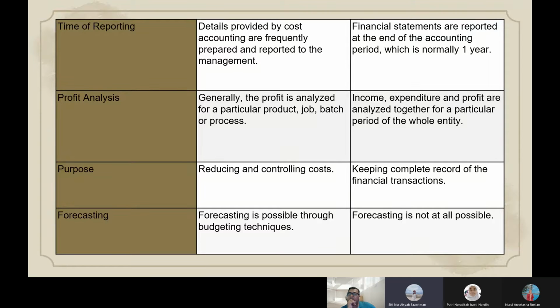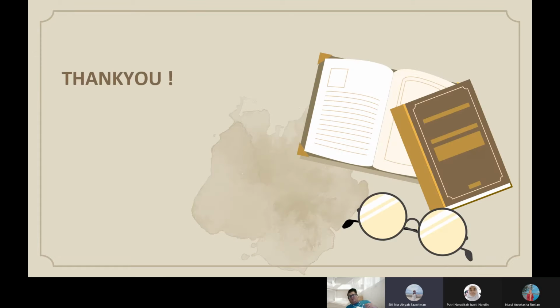normally 1 year. For profit analysis, in cost accounting the profit is generally analyzed for a particular product, job, batch or process. For financial accounting, income, expenditure and profit are analyzed together for a particular period of the whole entity. For the purpose, cost accounting is for reducing and controlling cost, and financial accounting is keeping a complete record of the financial transactions. For forecasting, it is possible through budget technique for cost accounting, and for financial accounting forecasting is not at all possible. That's all for me. Thank you.